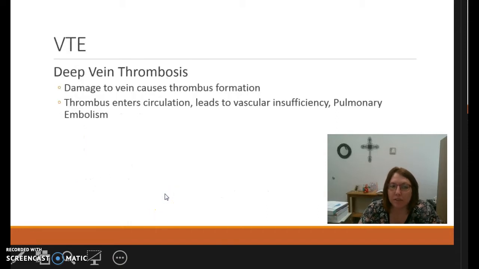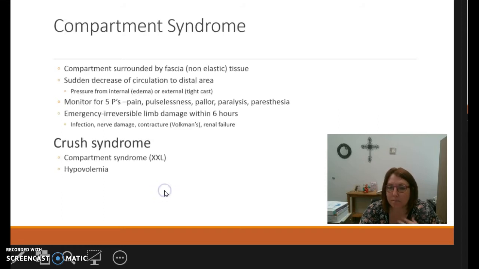VTE, deep vein thrombosis. Damage to the vein, especially from a fracture, causes thrombus formation, and it can block off the circulation down to the extremities. The thrombus enters the circulation, which leads to vascular insufficiency, meaning we don't have enough circulating blood and oxygen, so patients will experience pain to that extremity. You'll see a change in their circulation, sensation, and movement of their toes. It could lead to a pulmonary embolism, where the blood clot goes into the lungs, which would manifest with symptoms similar to the fat embolism.